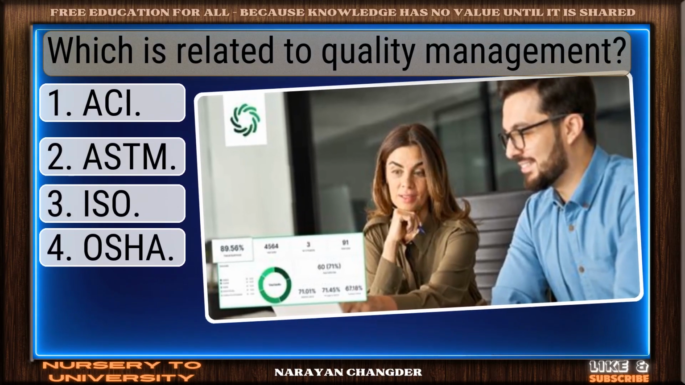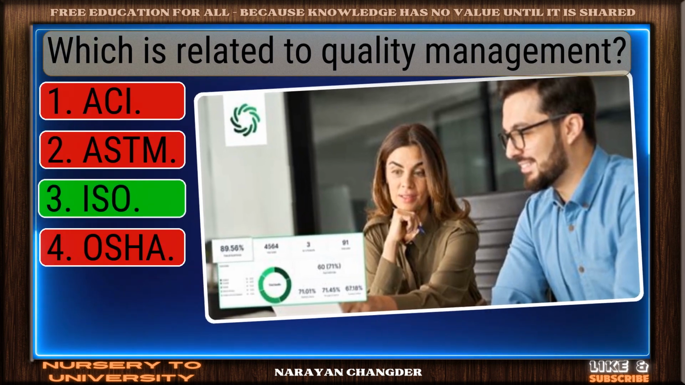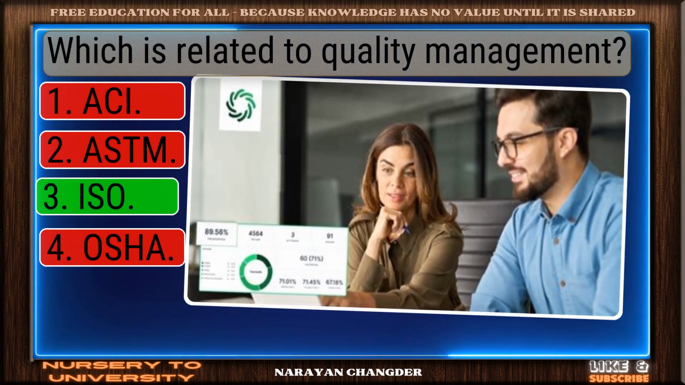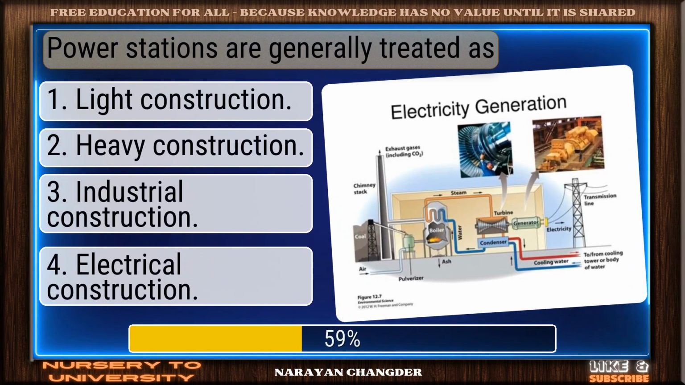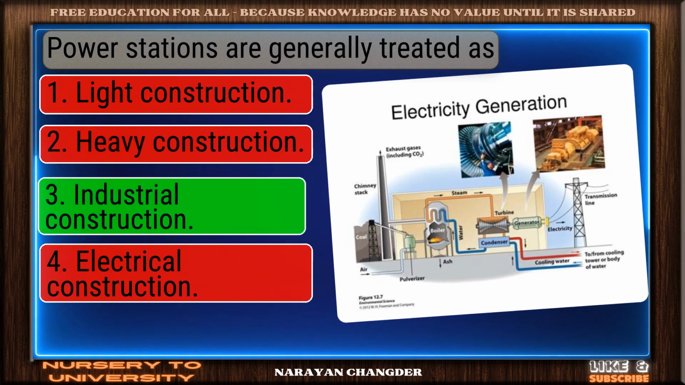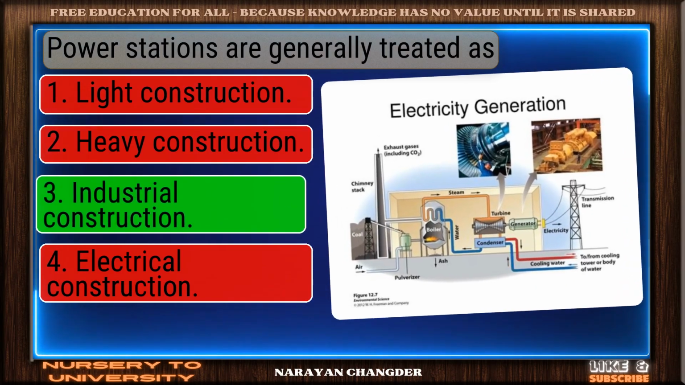Which is related to quality management? Perfect. ISO is the correct choice. Power stations are generally treated as. Nice selection. Industrial construction is the correct and valid answer.